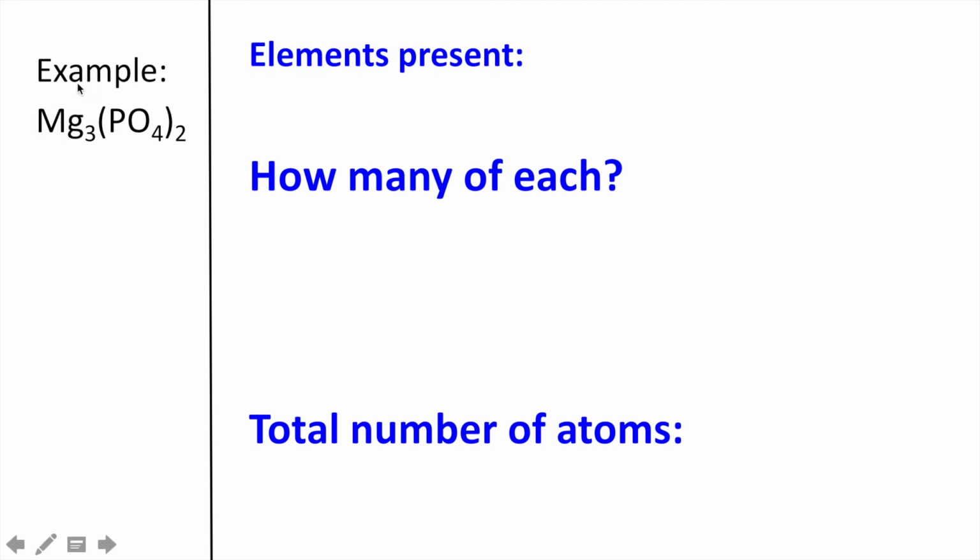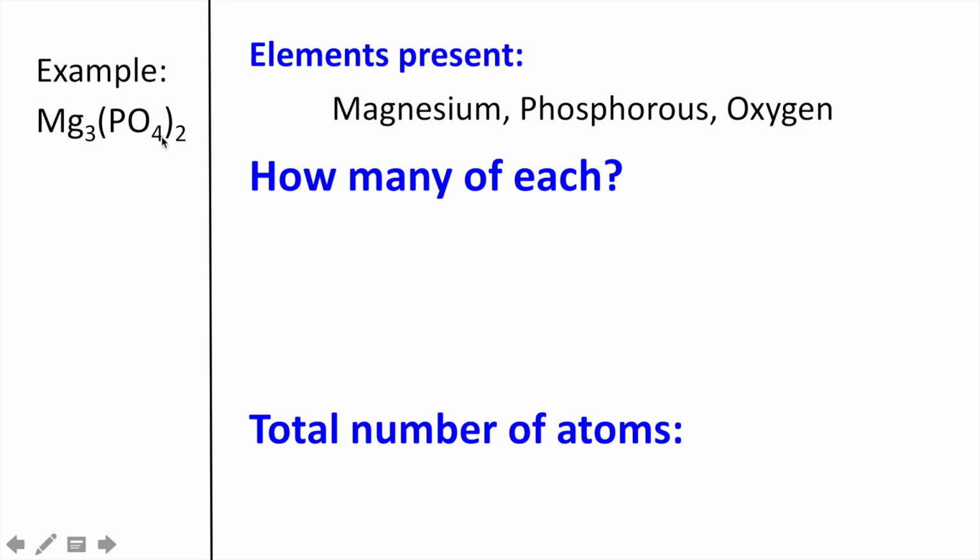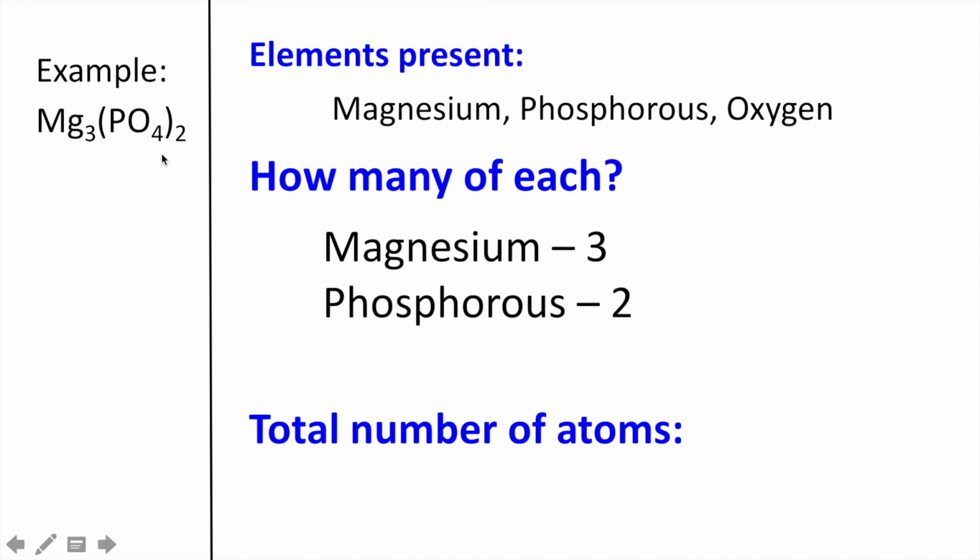Okay, with this one we have magnesium, phosphorus, and oxygen for how many elements are present. How many atoms do I have of each element? For magnesium, I have 3. For phosphorus, I have 2. And for oxygen, I have 2 times 4, which is 8. So the total would then be 13, because 8 plus 2 plus 3 is 13.